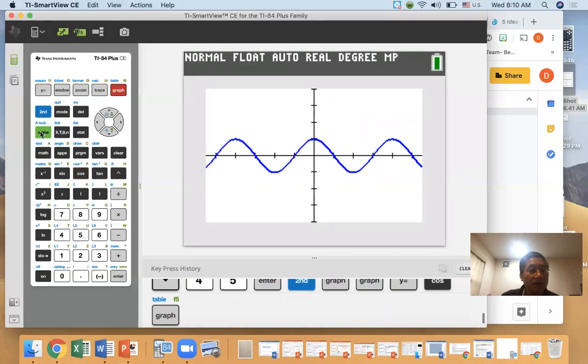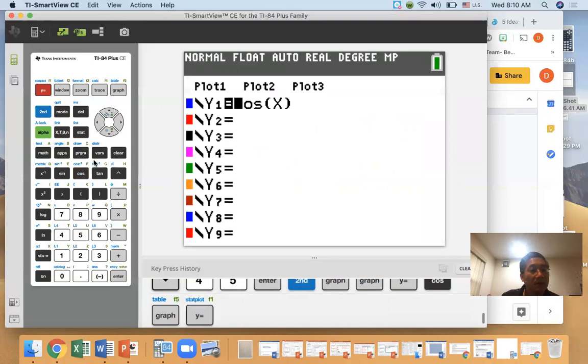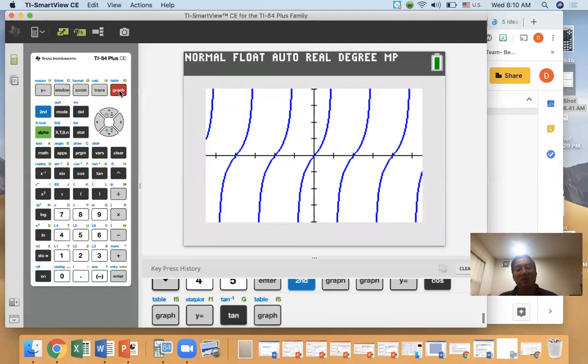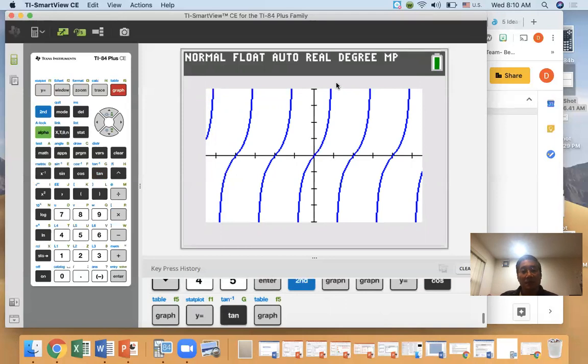How about tangent? Tangent, here you go. And then, we'll talk about this later. But you should know for tangent, here you have 90 degrees, 270 degrees. There's a vertical asymptote for the tangent curve. And then here, negative 90 degrees, right? And this one keeps going up. So a vertical asymptote means the graph keeps going up to positive infinity here, but it never touches at 90 degrees. At negative 90, it never touches, right? Here 90 degrees, never touches, and 270 degrees, never touches.